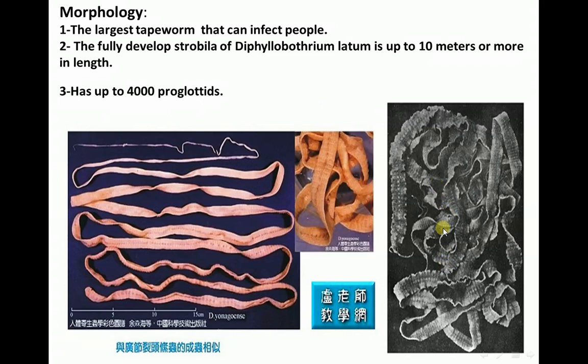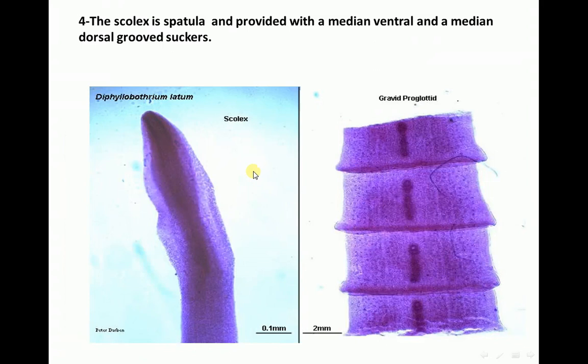Real image of this parasite. The scolex is spatulate. The scolex is the head region, shaped like a flat spoon, provided with median ventral and median dorsal grooved suckers. Image of the gravid proglottid. The common genital pore is located in the mid-ventral side of the segment.